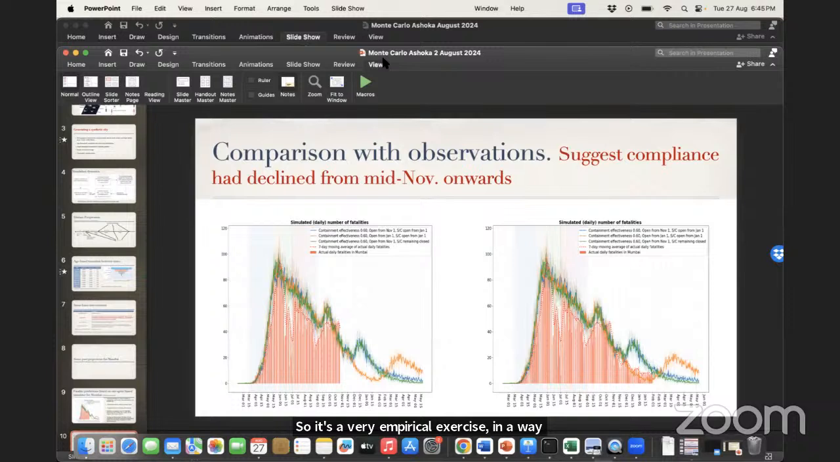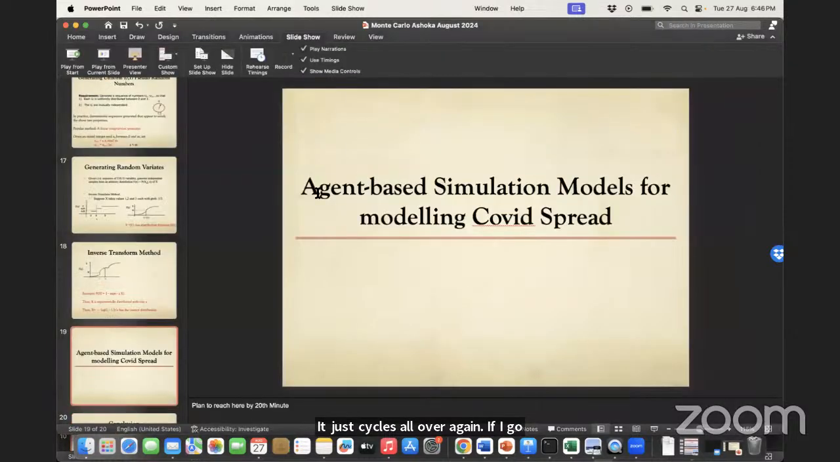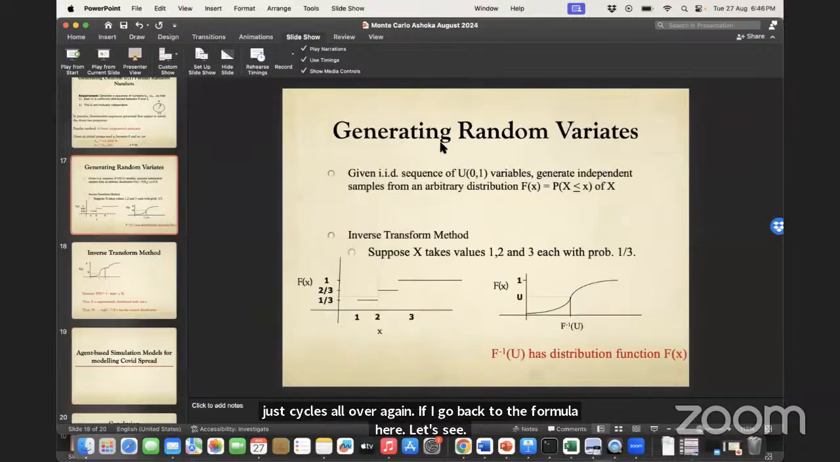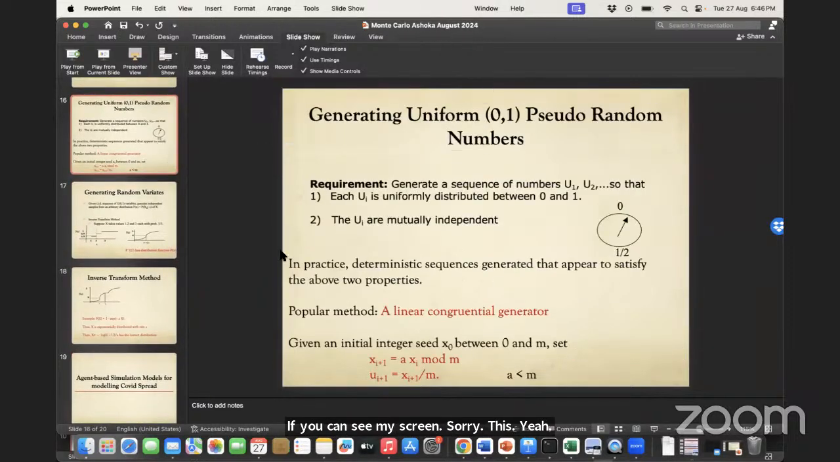There are some theoretical things that you can do. You can ensure that your linear congruential generator is theoretically not going to get bogged down in a certain region. Because if you look at the formula of the linear congruential generator, once a number repeats, it just cycles all over again. If I go back to the formula here, let's see if you can see my screen. So once x_{i+1} is equal to x_1, then x_{i+2} will be equal to x_2 and so on and so forth. So these numbers will repeat themselves. So you can theoretically at least ensure that you've chosen parameters in such a manner that they don't repeat for a very long time. And then with that and with some empirics, you choose good parameters.